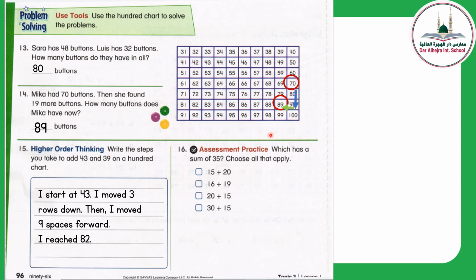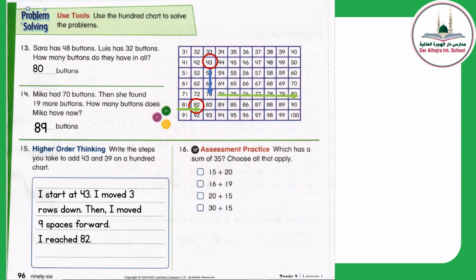There's another way to solve the same thing. We know that 19 is just 1 less than 20, so we can go right away 2 rows down, that is adding 20 to 70, and we will reach 90. This way we have added 20 and we can move 1 step backward, and this way we will reach 89. So finally, the total number of buttons Mika has is 89.